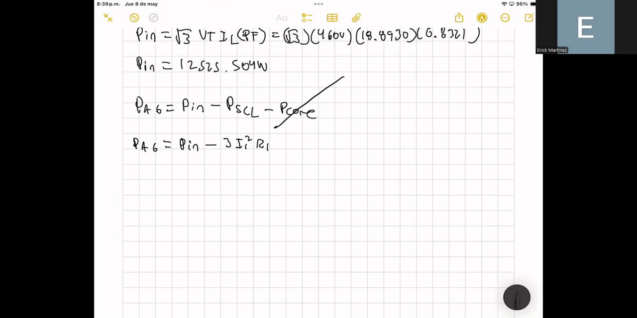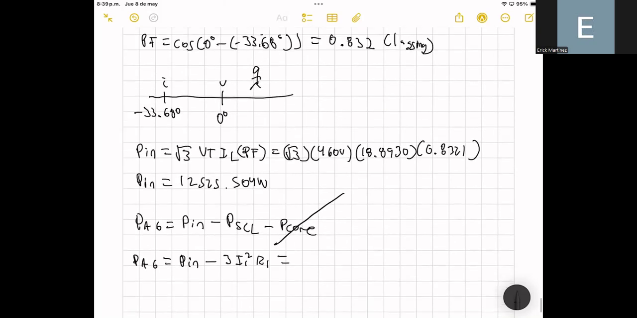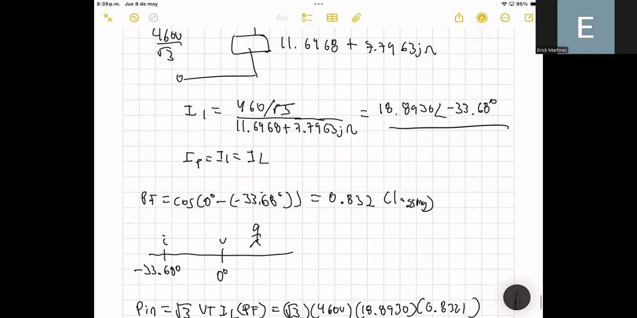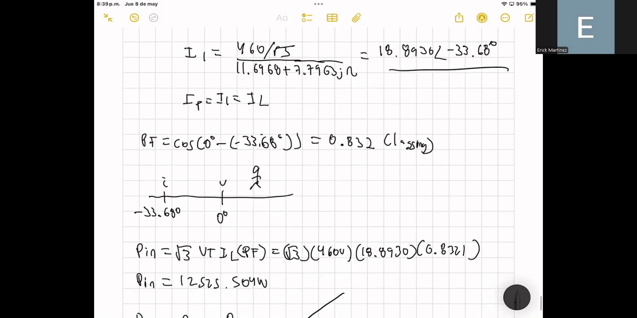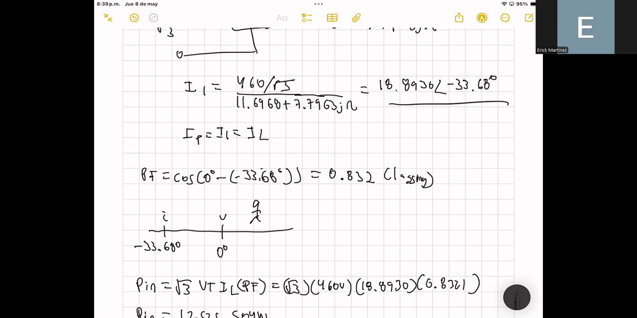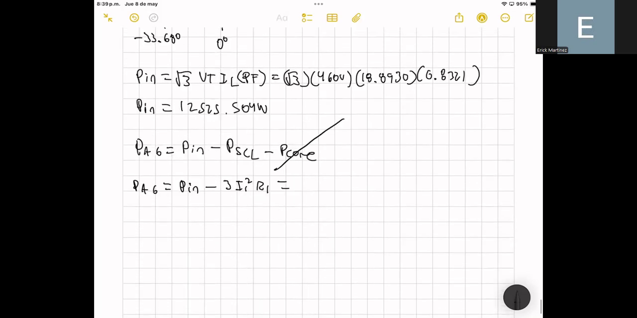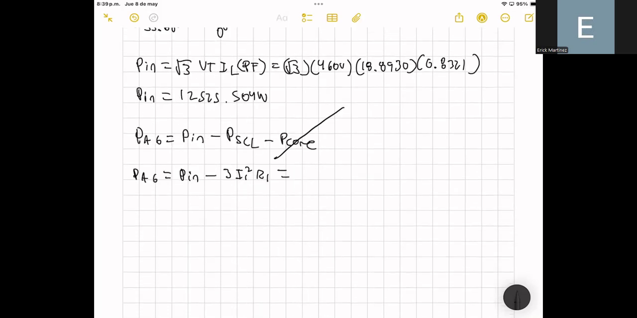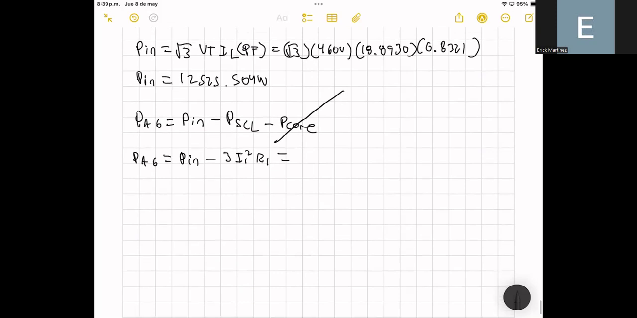And what you can do to compute this value, well, we know the value of I1. I1 is, we need to take the amplitude here, that is 18.89. You substitute here 18.89, and also you substitute here R1, and you will get the following.